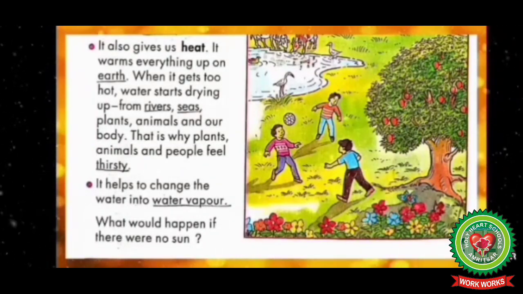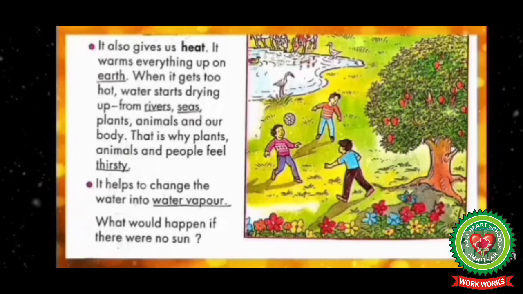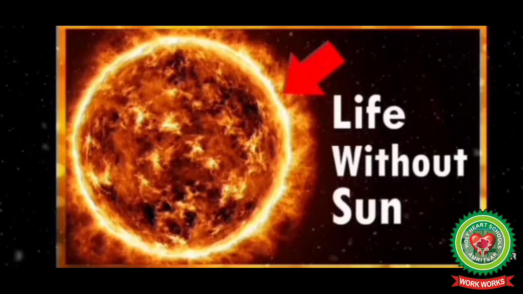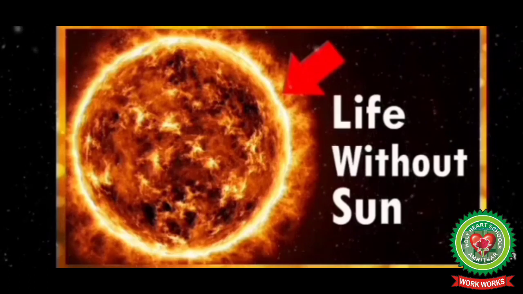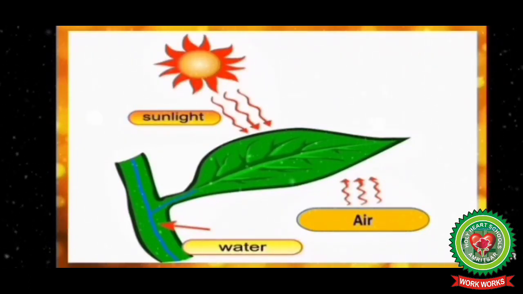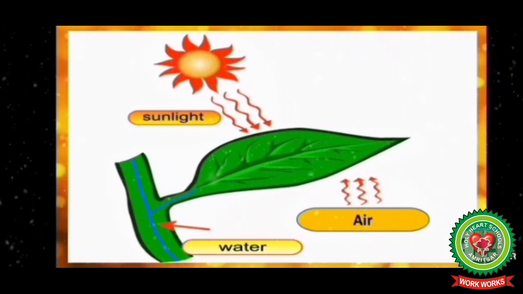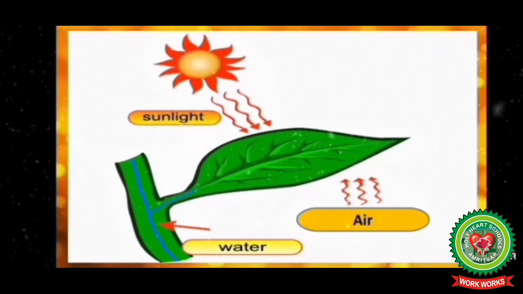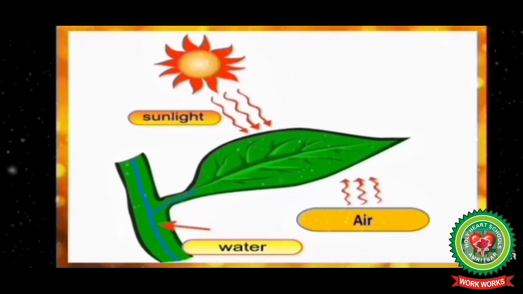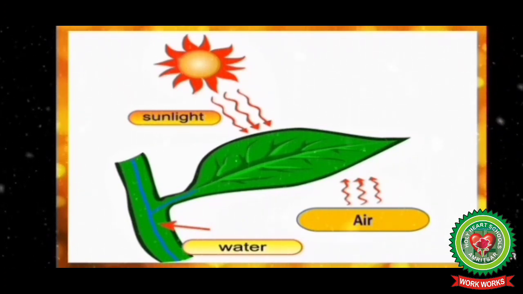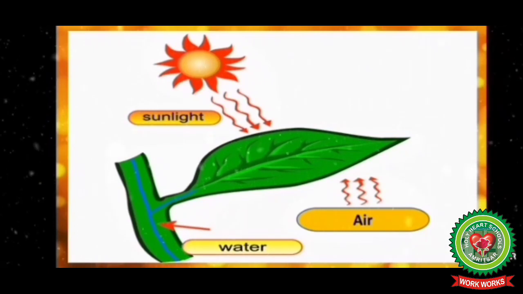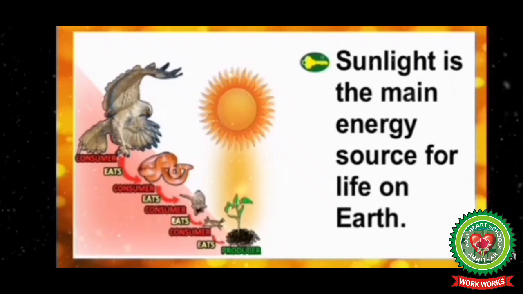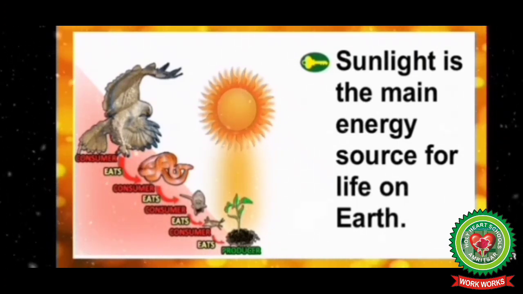Okay, now there is one question. What would happen if there were no sun? Students, life without sun is not possible. If there were no sun, the process of photosynthesis on earth would stop. So, all plants would die and all animals and human beings that depend on plants for food would also die. So, if there were no sun, then there would be no life on the earth. Sunlight is the main energy source for life on earth.